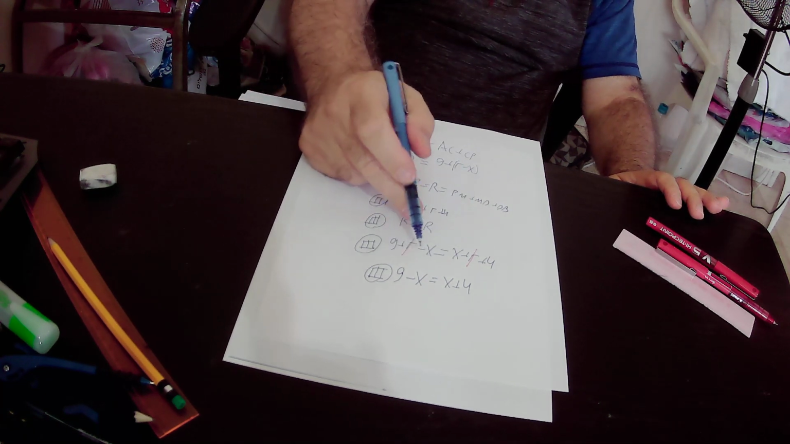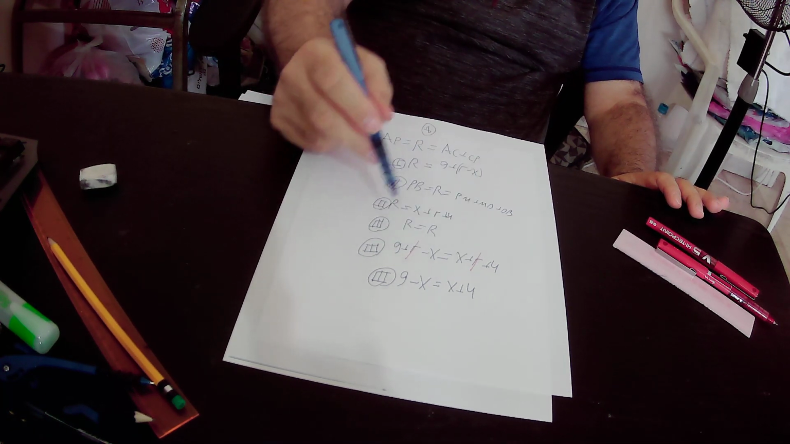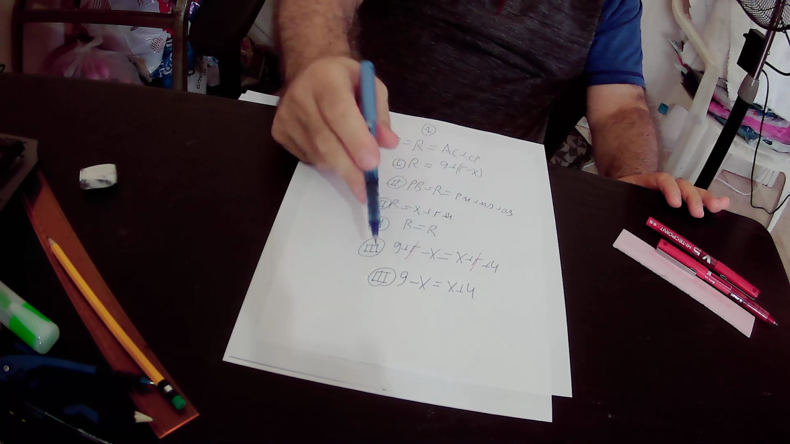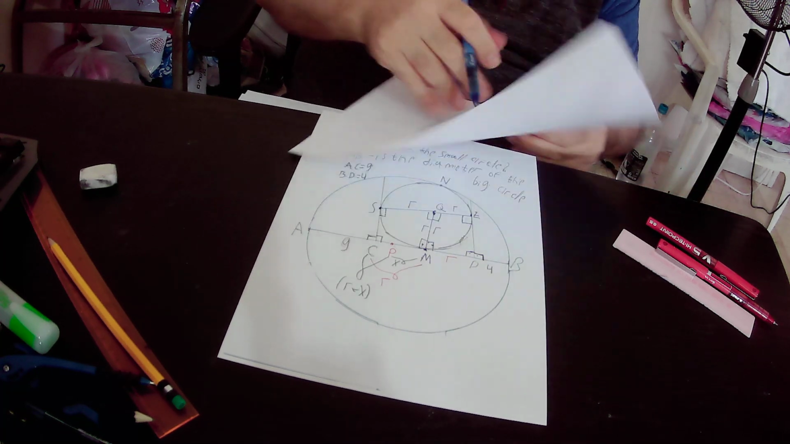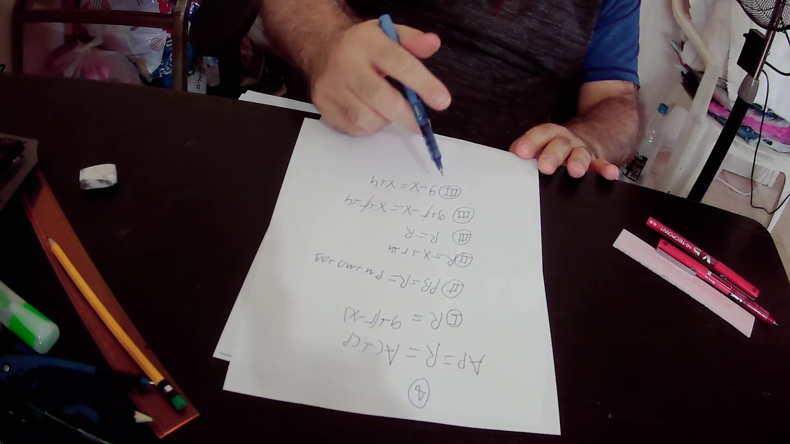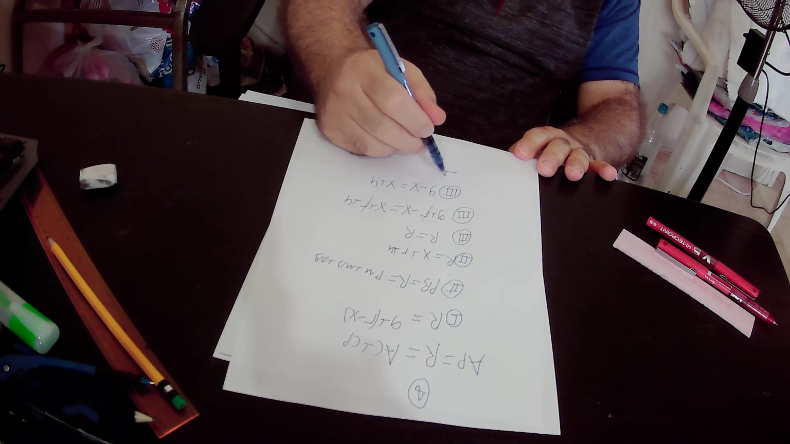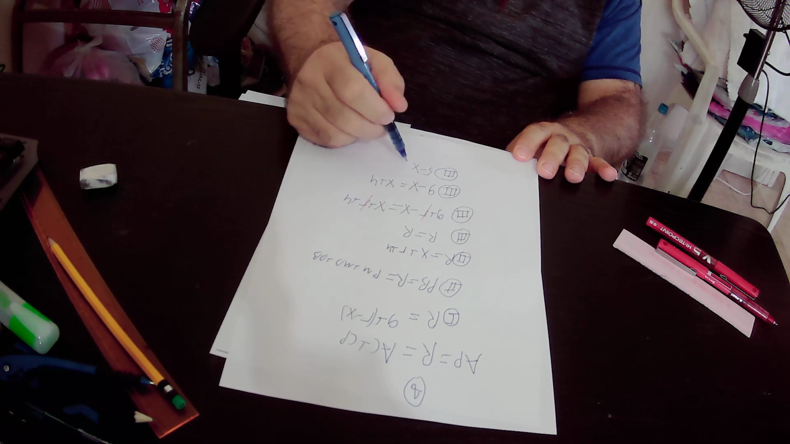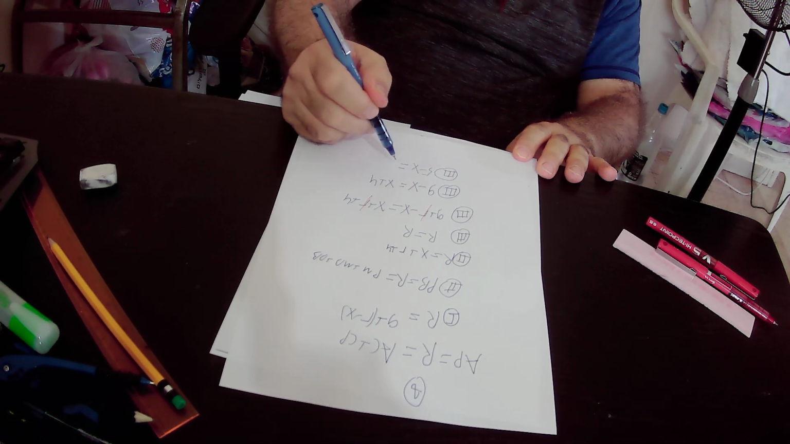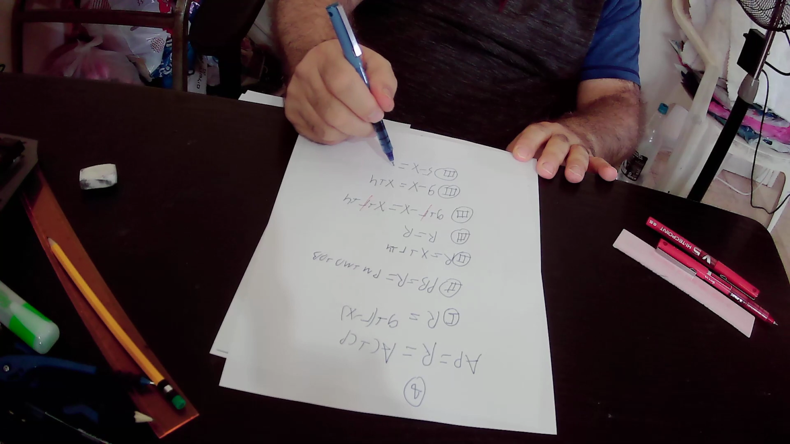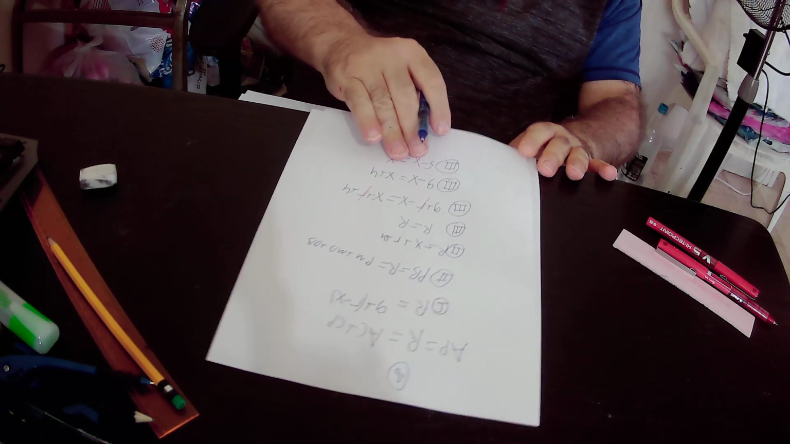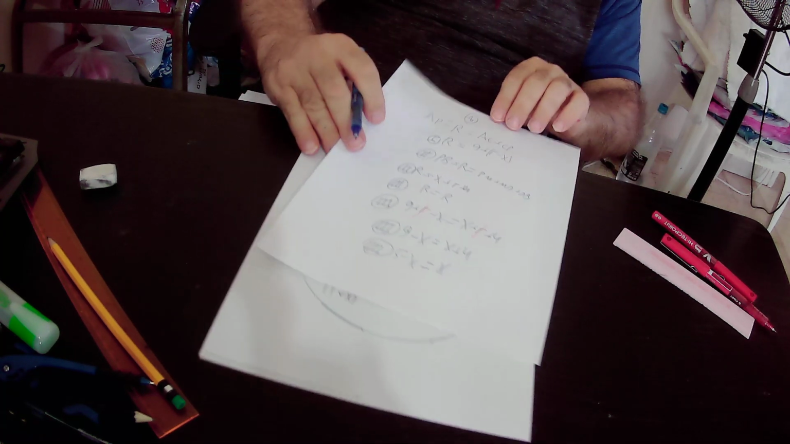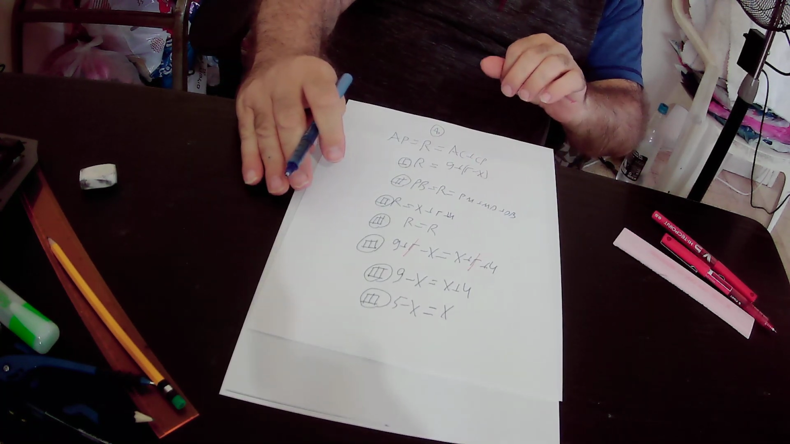Okay, 9 minus x equals x plus 4. Here we will subtract 4 from equation number 3, from this equation, and we will get that 9 minus 4 is 5, 5 minus x equals 4 minus 4, which is 0, so we are left with x. So we got that 5 minus x equals x.